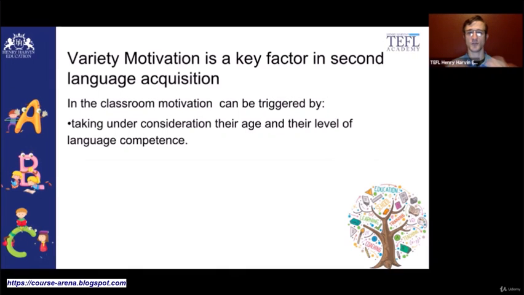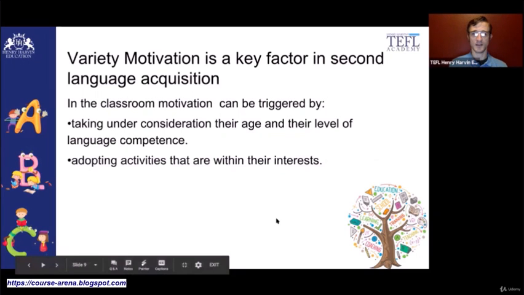And also the level of language competence. If they're more advanced, then they could probably talk about specific topics. They could talk about the nuances of cultural discourse. Is it appropriate to have end-of-life assisted suicide, for example, which is probably a more serious subject? But if it's a lower level of competence, you probably want to talk more about simple subjects, adopting activities that are within their interests.